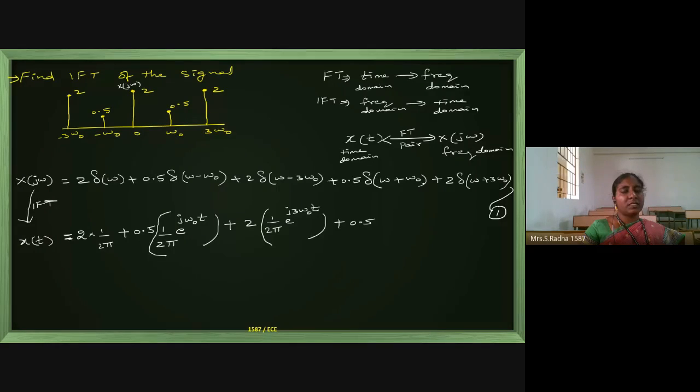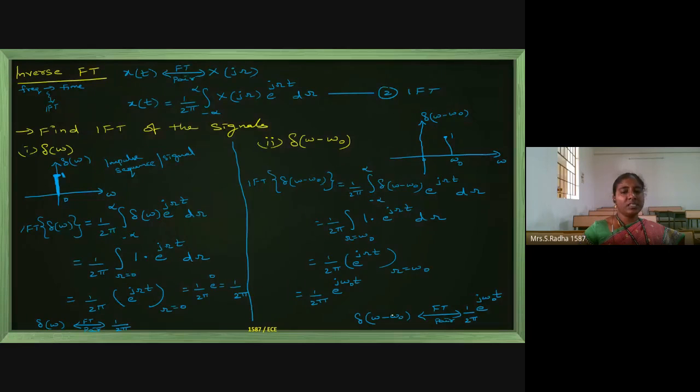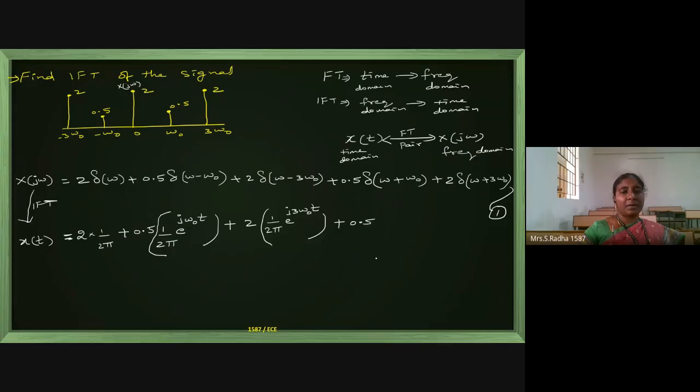Now here if you see, there is a shift to omega plus omega naught. It is opposite. So if the shift is minus omega naught, the exponential power will be positive. If the shift is plus omega naught, the power should be negative. The exponential power should be negative. And that we will apply here.